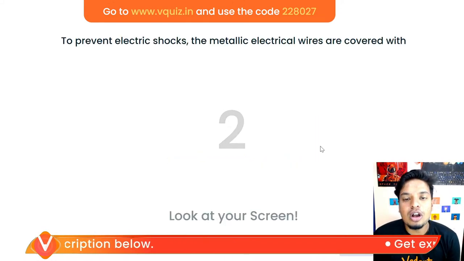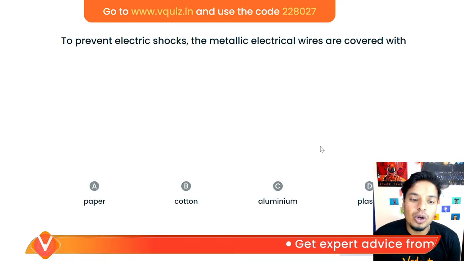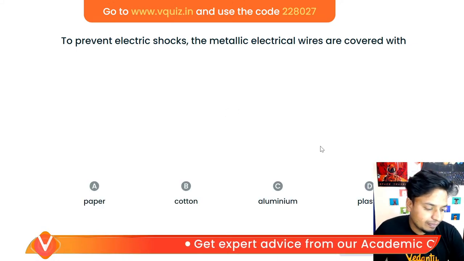Question number 8. To prevent electric shock, the metallic electrical wires are covered with what? Paper, cotton, aluminium, plastic.